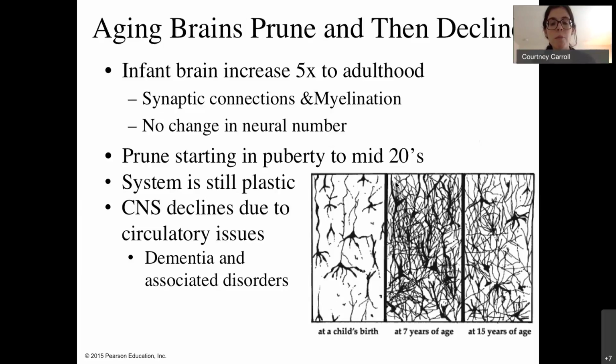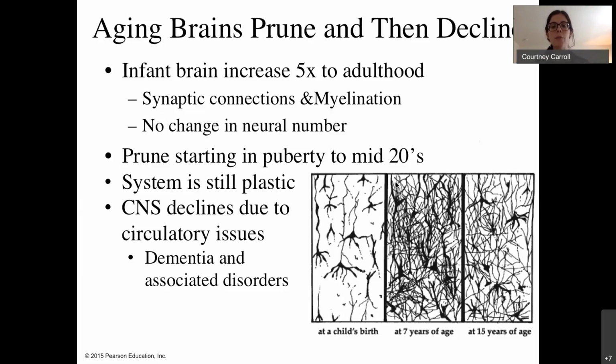And so from birth through childhood, the neuron number is not going to increase, but what will increase is the number of connections to other neurons. They'll be making a large, we call it a neural network. So they'll be reaching out and touching a bunch of neurons, and they'll also be myelinating themselves to speed up that connection and that signaling.